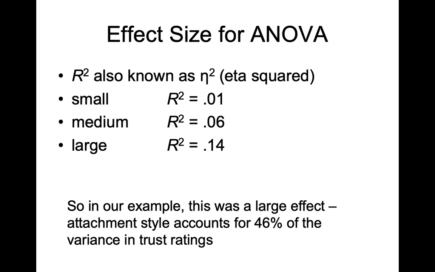So R squared is also known as eta squared in the language of analysis of variance. Eta is this Greek symbol that kind of looks like an N. And there are conventions that have been developed for what's small, what's medium, what's large. An R squared or eta squared of 0.01, explaining only 1% of the variability in an outcome, is considered a small effect, 6% is a medium effect, and 14% is a large effect. So in our example, we have a very, very large effect because attachment style accounts for 46% of the variance in trust ratings.